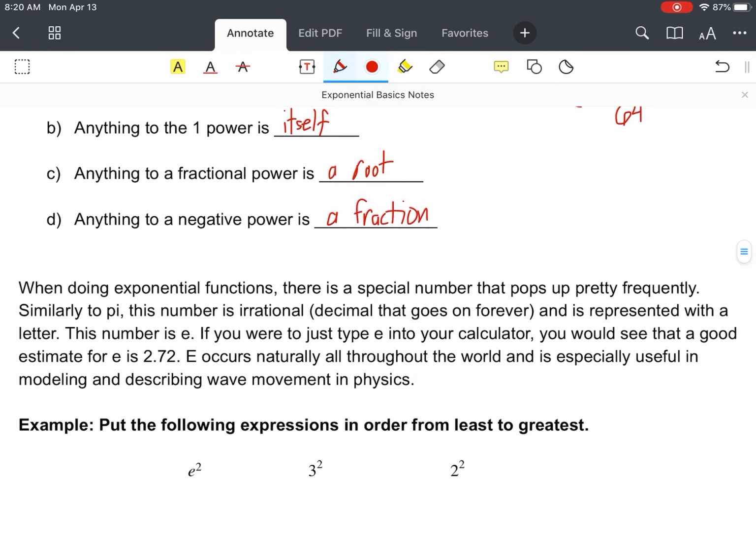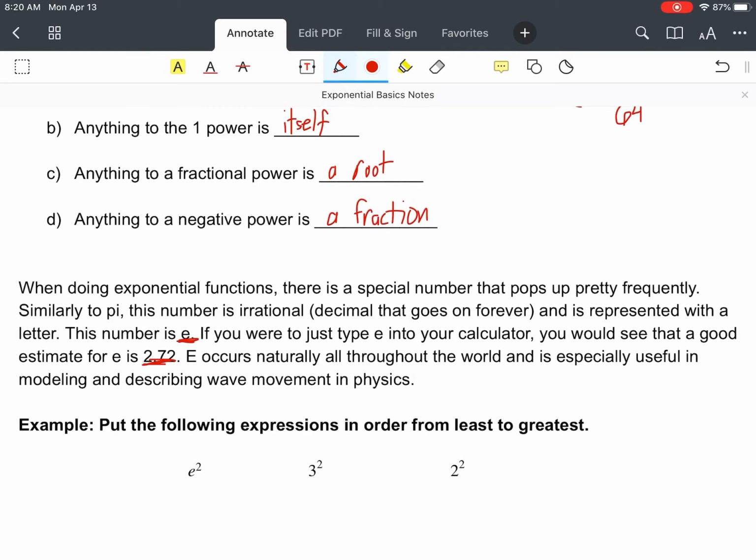Now, when we're doing exponential functions, if you remember back with Miss Frederick last year, okay, or some of you, Mr. Carroll, there is a number that pops up a lot with exponential functions that is kind of like pi, okay? So this number is e. All right. A good estimate for e is 2.74. All right, just kind of keep that in your head.